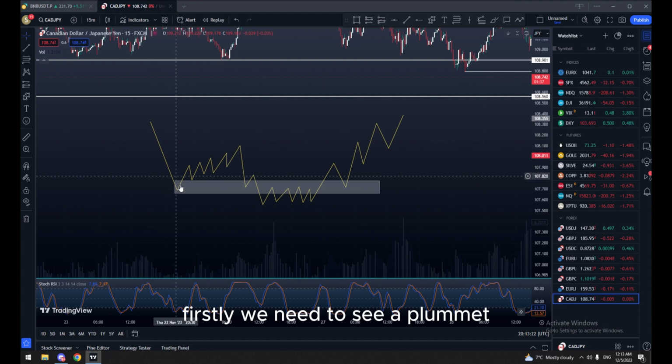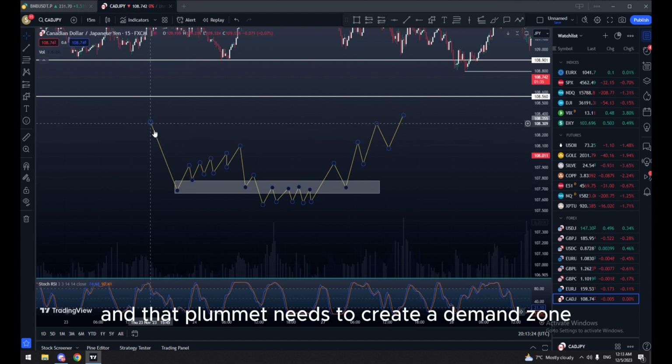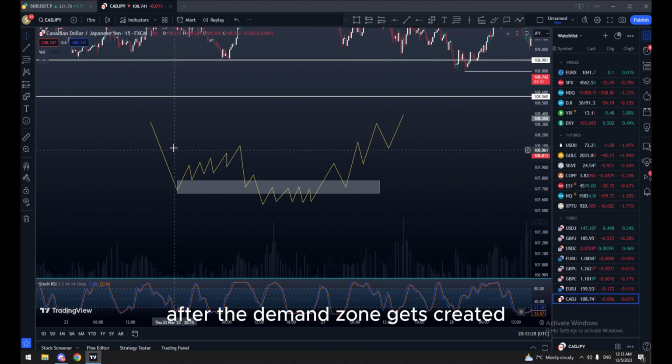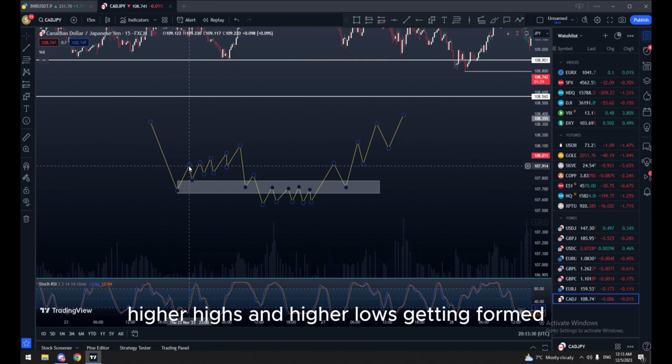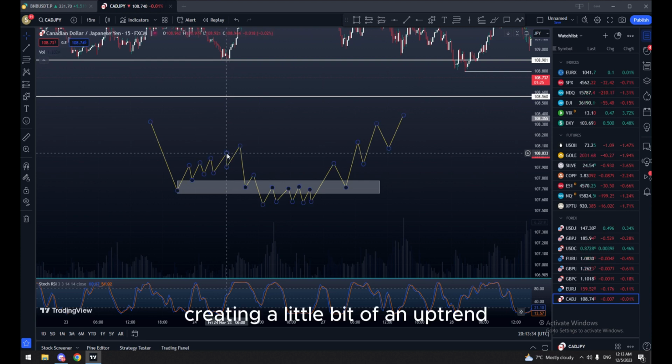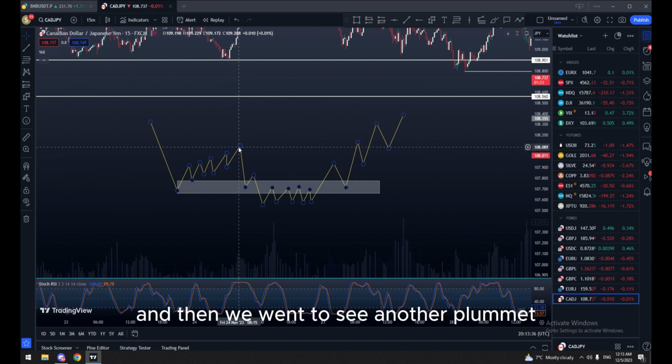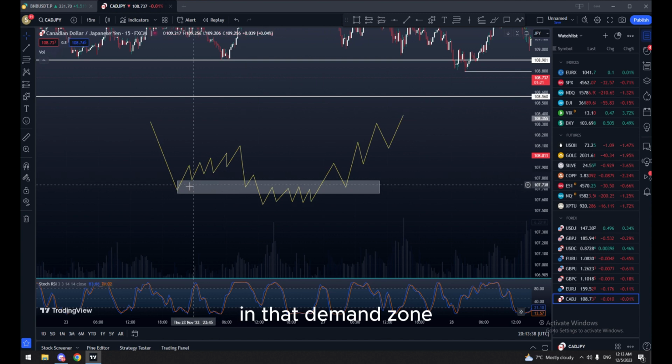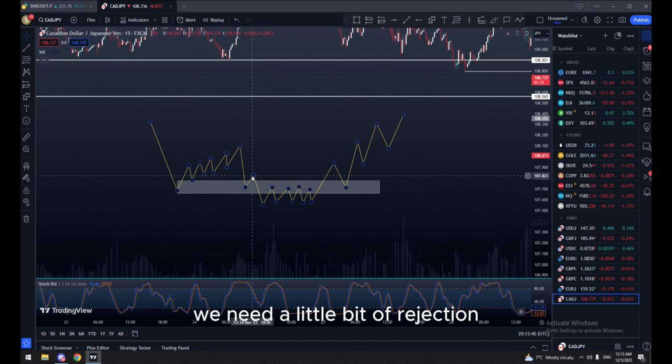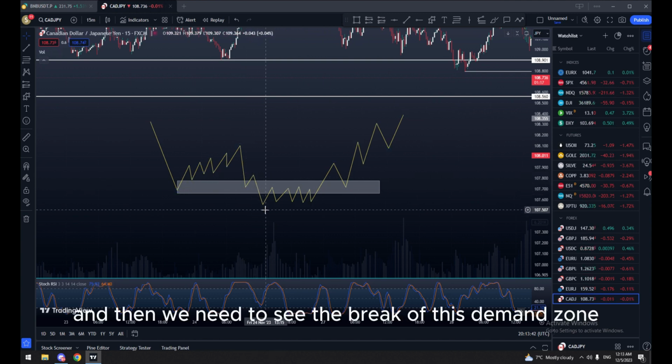Firstly, we need to see a plummet, and that plummet needs to create a demand zone. After that demand zone gets created, we need to see higher highs and higher lows getting formed, creating a little bit of an uptrend. And then we need to see another plummet in that demand zone. We need a little bit of rejection, and then we need to see the break of this demand zone.